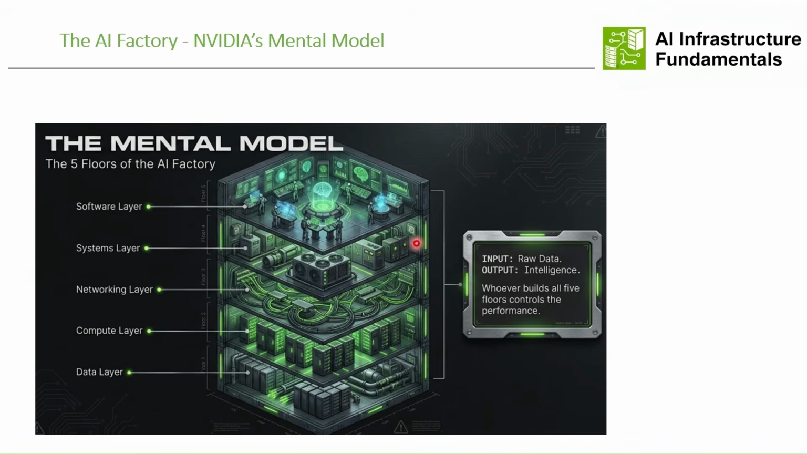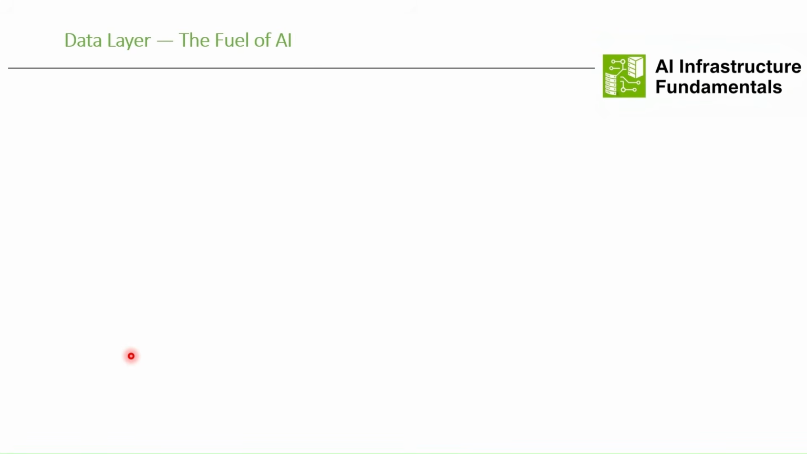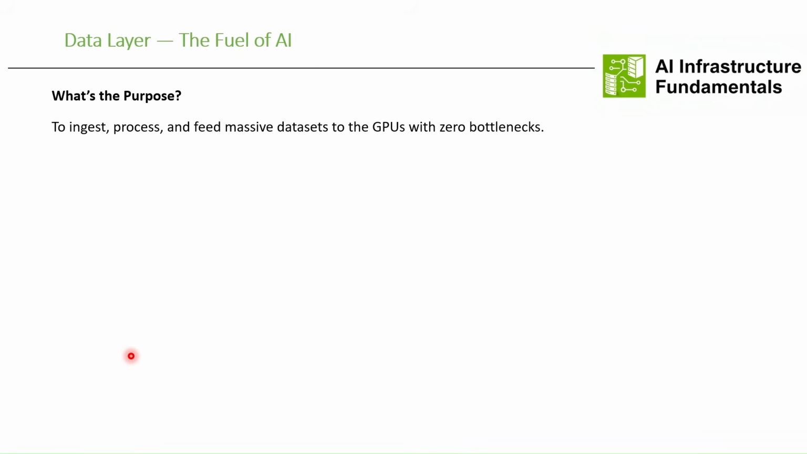So whoever builds all five layers controls the performance, and Nvidia has offerings across all these layers, and we'll look at those offerings and those products shortly. So let's look at the data layer, the fuel for AI. What's the purpose? To ingest data, process, and feed massive data sets to the GPUs with zero bottleneck. So the purpose of this layer is to ingest data, so that the data can be used to train models using these GPUs.